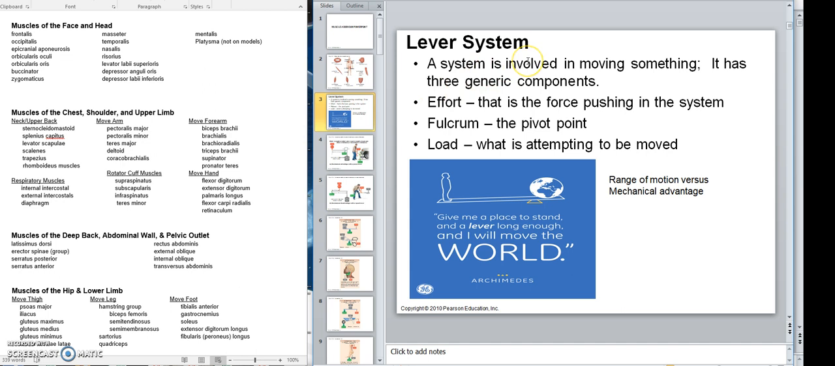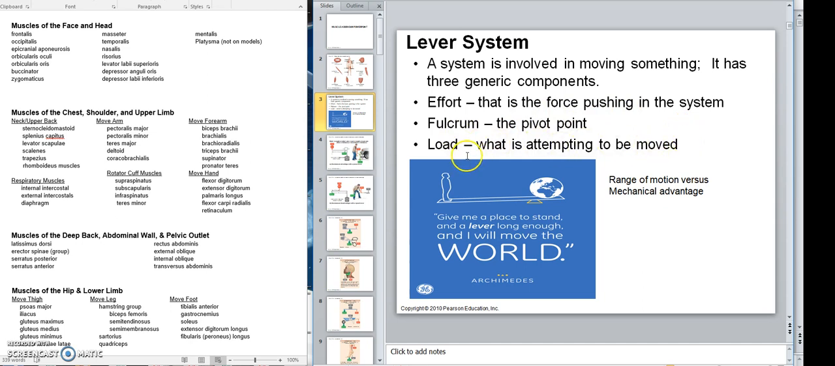Let me explain. The lever system basically is this: your muscles are pulling on the bones at the joints. In a lever system, what you're trying to do is to move something. The lever system has three generic components. The effort, that's really your muscle, that's the force. The fulcrum would be the joint, that's the pivot point. And the load is what you're trying to lift.